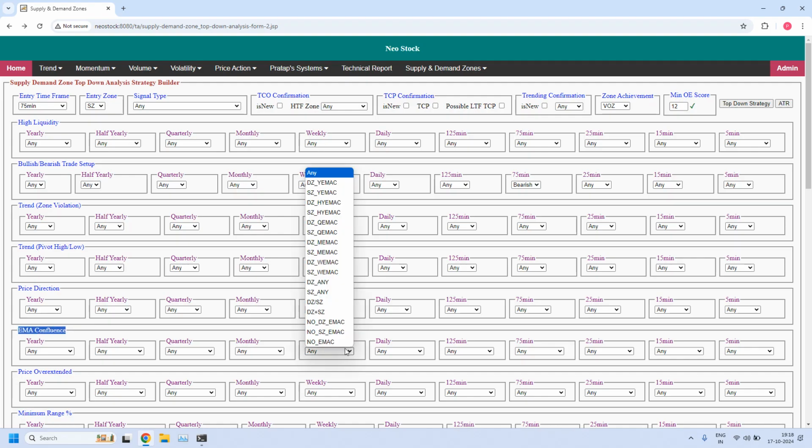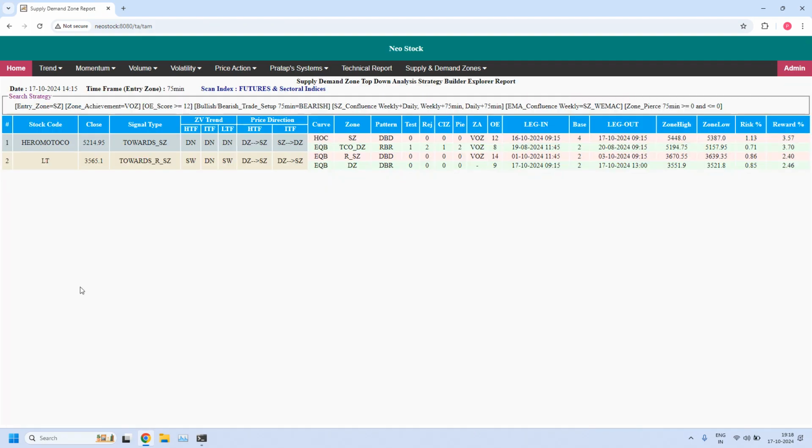In the weekly time frame, weekly supply zone with weekly EMA confluence. Two stocks are filtered. First one, the trend is downtrend, Hero Motor Corporation. It is a high probability setup. In L&T, EMA confluence does not add any advantage because it is a sideways market; EMA confluence does not give any additional advantage. But it is a high liquidity supply zone.